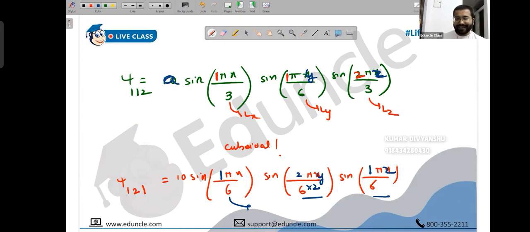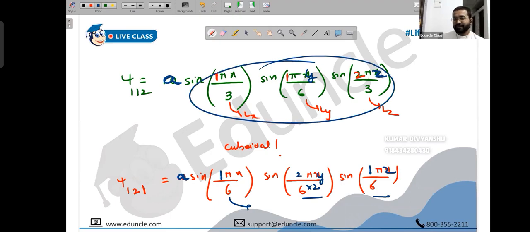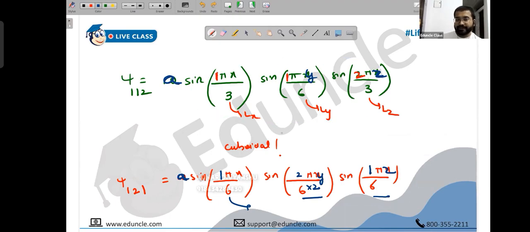So let me not write it 10. I will write it A. Safest option for me. A is just a random constant. But this still becomes a good question where you have to identify whether it's cubical or cuboidal. Understood? Especially who asked the question. Others, you can ask if you want me to repeat anything in this.